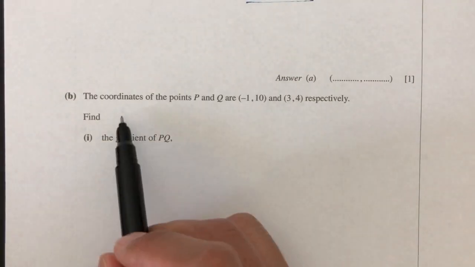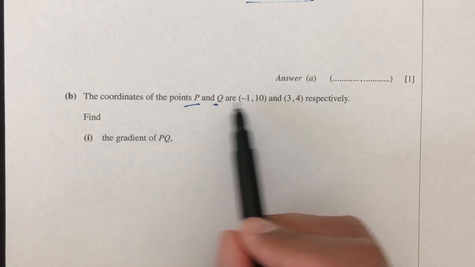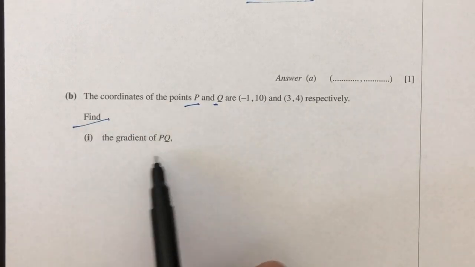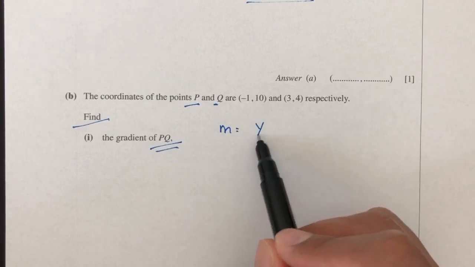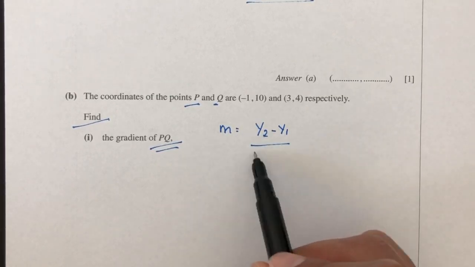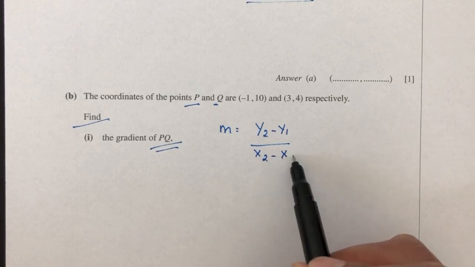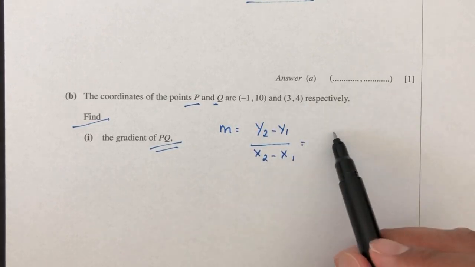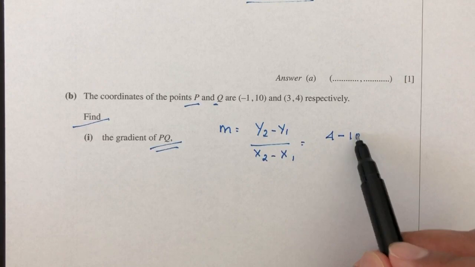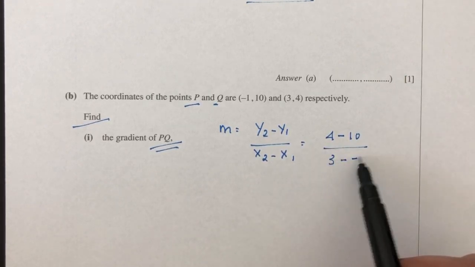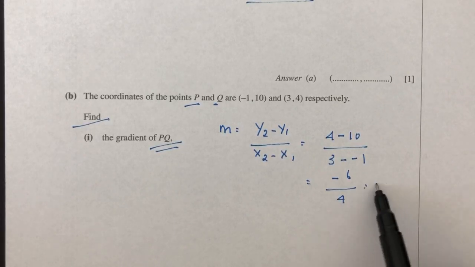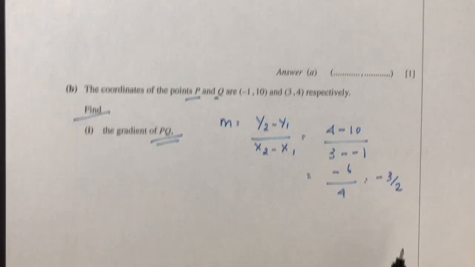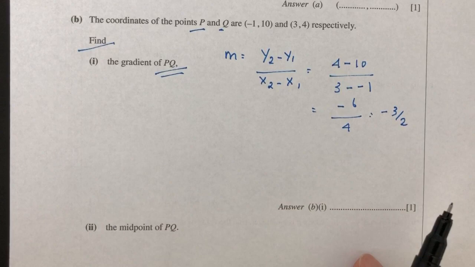Now for part B, the coordinates of the points P and Q are given as this. Part 1, find the gradient of PQ. As you know, for the gradient, we have a formula which is y2 minus y1 divided by x2 minus x1. So y2 is here, 4 minus 10, x2 is 3 minus minus 1. That will be minus 6 over 4, which is minus 3 over 2. This is your answer for the gradient.